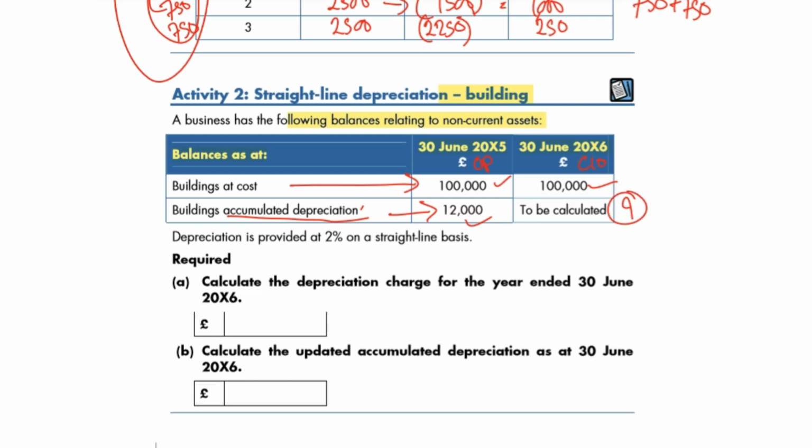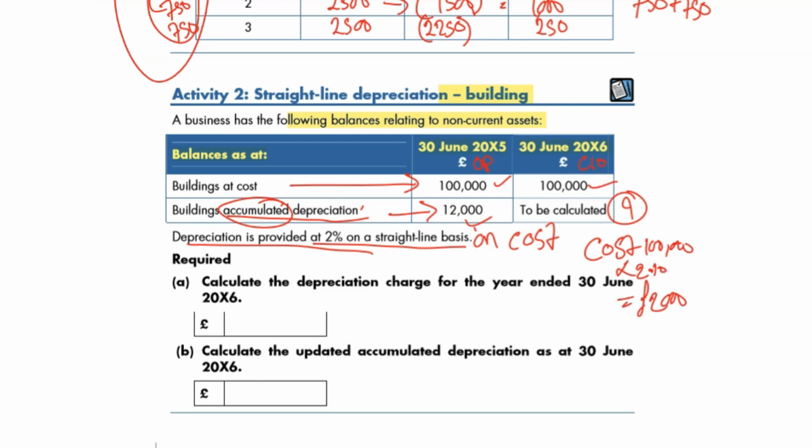What do we mean by accumulated depreciation? It means the depreciation of past years added up together. It's all your depreciation combined, which gives you 12,000. Now depreciation is provided at 2% on a straight line basis. That is the clause. You need to charge depreciation at 2% on a straight line basis, meaning you charge it on the cost. Our cost here is 100,000. If I do 2%, I get 2,000. That should be my charge for the SPL.